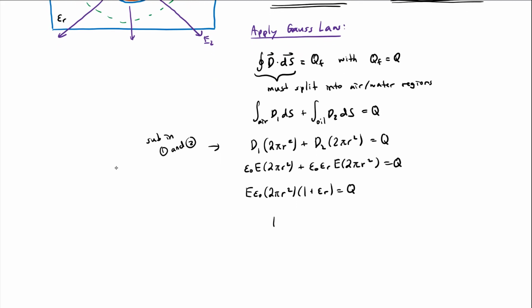And if I were to solve for the electric field, E would be equal to Q over 2 pi epsilon naught (1 plus epsilon r) r squared, and by inspection it's radial, it's pointing radially outwards. So that would be our answer for the electric field.